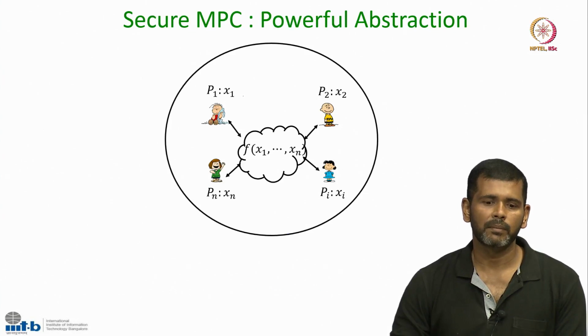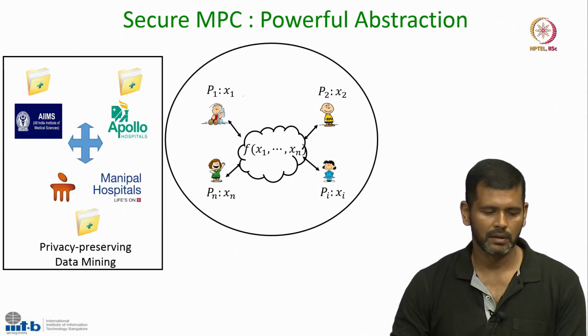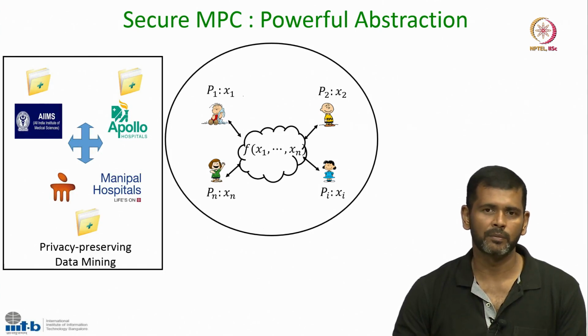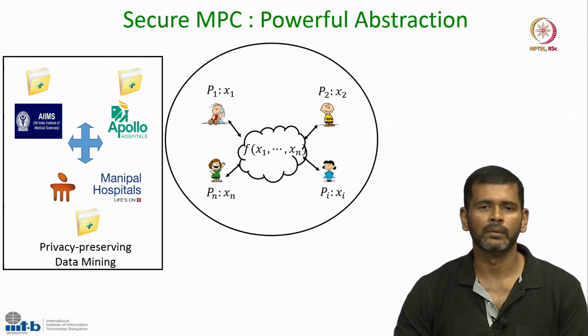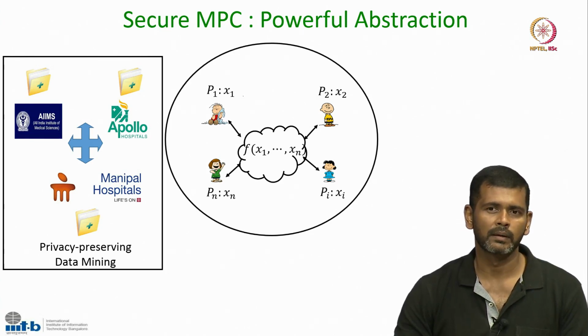Secure MPC is a very powerful abstraction because there are several real world problems which can be abstracted by it. For instance, if we have a set of hospitals in a city who would like to carry out some kind of data mining operation across the medical records of all the hospitals, then that is captured by this abstraction. Of course, it is possible for the hospitals to perform any data mining operation if they make public their individual medical records, but medical records are very sensitive. So, no hospital would like to make public its medical record.